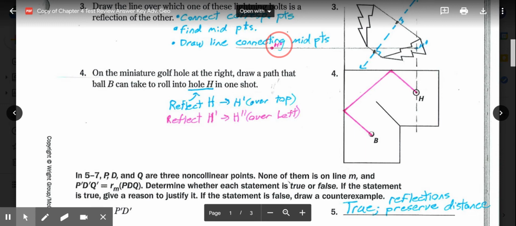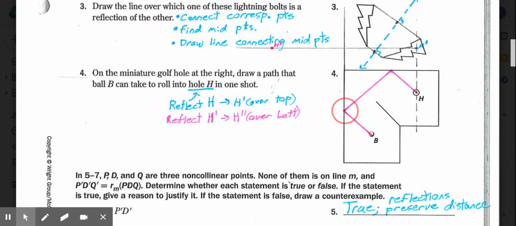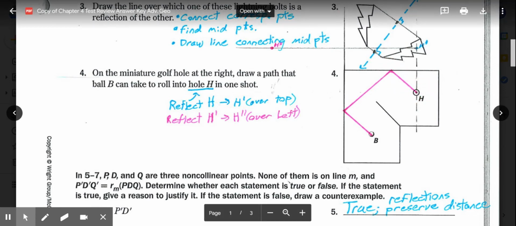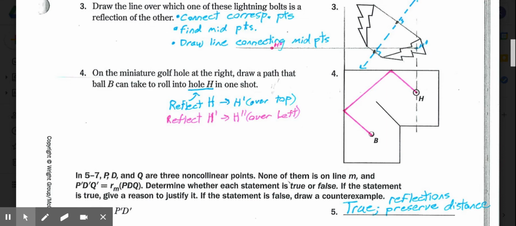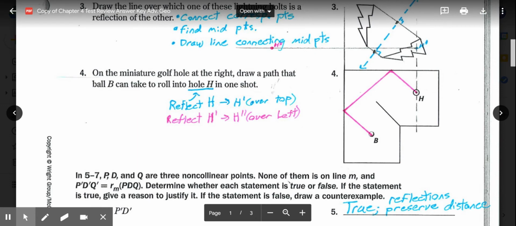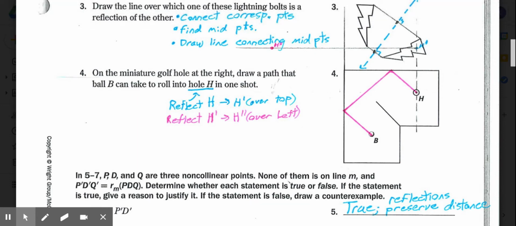Then to draw your pathway, you would aim from B at H double prime until you hit that wall. Then from where it hits the wall, aim at H prime, draw until you hit that wall, and from where it hits that wall, into hole H. And again, on the billiards and mini golf lesson, there are video examples walking you through this process.